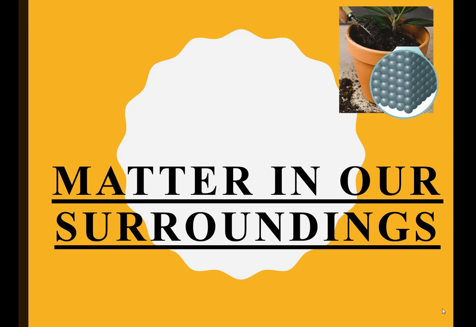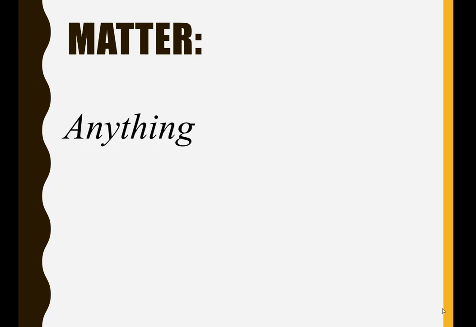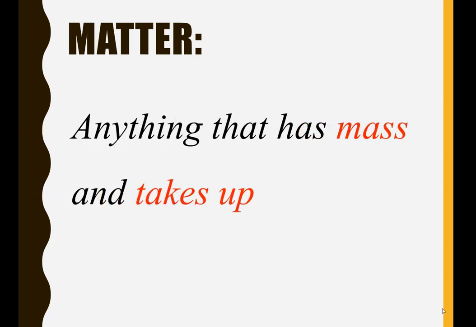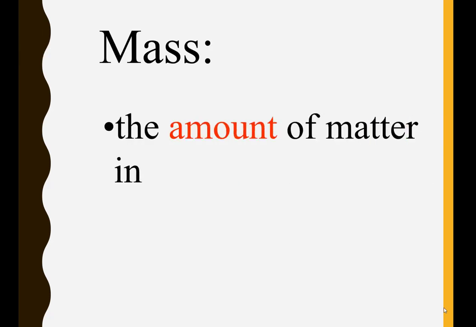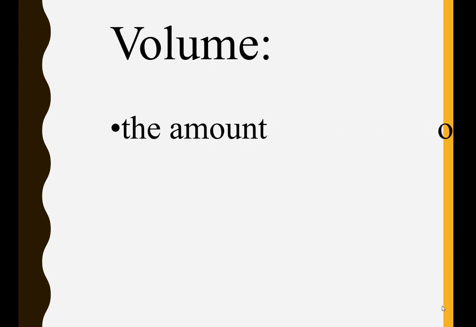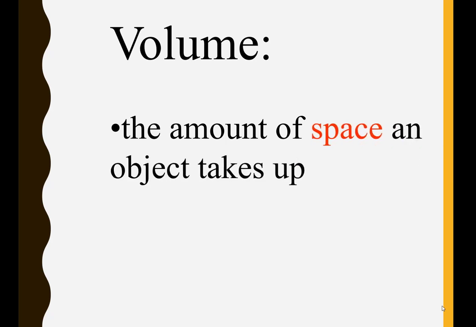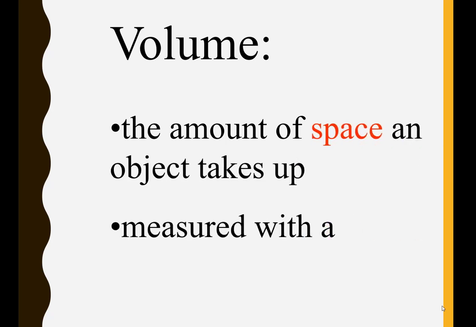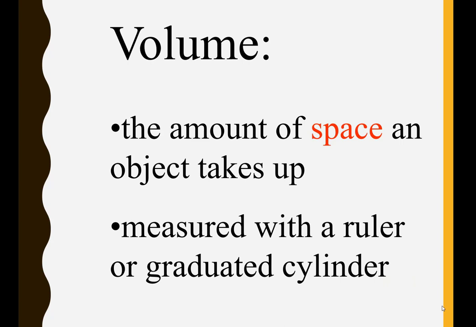Matter in our surroundings. What is matter? Anything that has mass and takes up space. And what is mass? It is the amount of matter in an object. It is measured with a balance. And what is volume? It is the amount of space an object takes up. It is measured with a ruler or graduated cylinder.